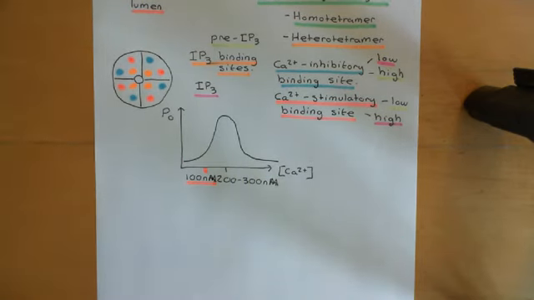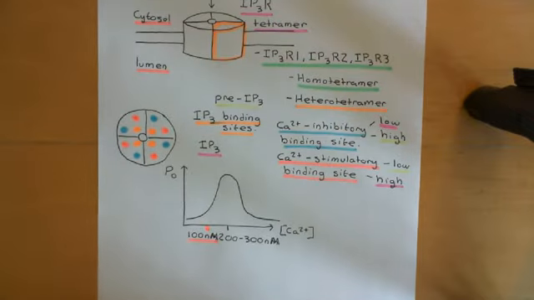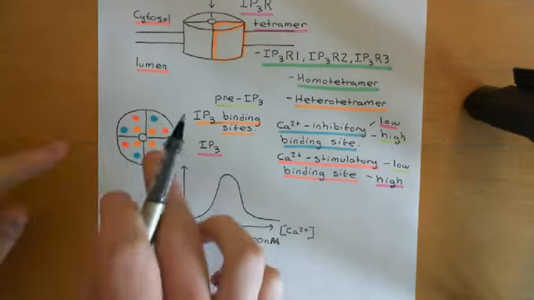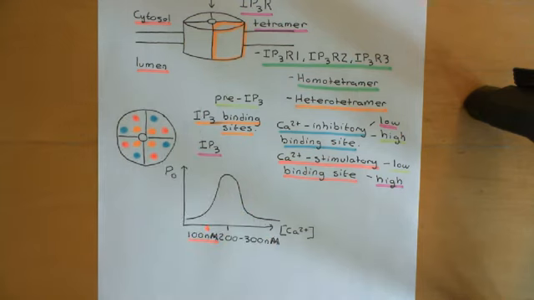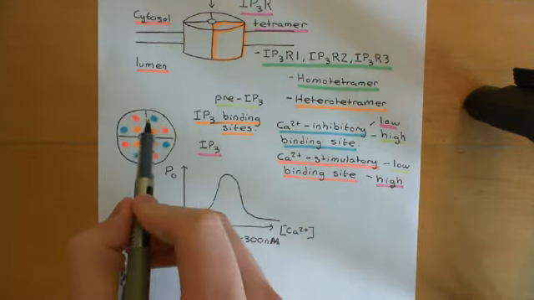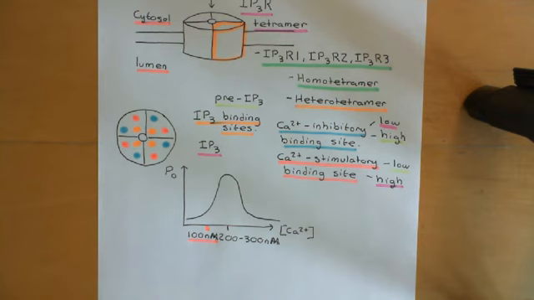Okay, and therefore it's quite difficult to get your IP3 receptor to actually open. So to go over this again, what you need is for IP3 to bind to the IP3 binding sites of the IP3 receptor subunits. They trigger conformational changes in the receptor subunits, which make the inhibitory calcium binding site lower affinity and the stimulatory calcium binding site higher affinity.